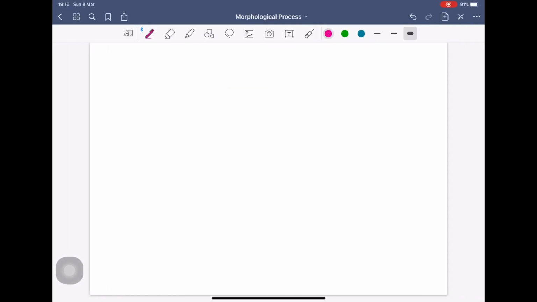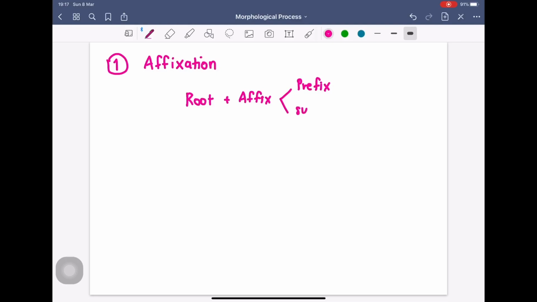Okay, let's start with the first one, affixation. Are you familiar with this word? Hopefully, because in the previous video we discussed the word affix, right? So for affixation, what you need for sure is the root plus affix. But in English, there are two types of affixes, right? The first one, if it appears before the root, that's going to be the prefix, okay? And if it's after the root, that's going to be the suffix. Good.